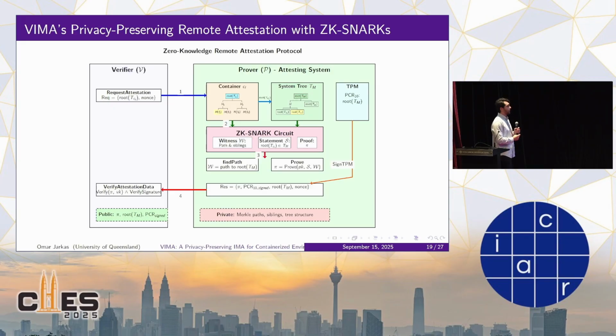So this is what our remote attestation looks like. We have the verifier and the prover, and in order for the prover to prove to the verifier that a given file or a given container exists in the system, from the constructed Merkle trees you can produce a ZK-SNARK circuit. Then the proof of this circuit, coupled with the Merkle root, is signed by the TPM and returned to the verifier as the attestation data.